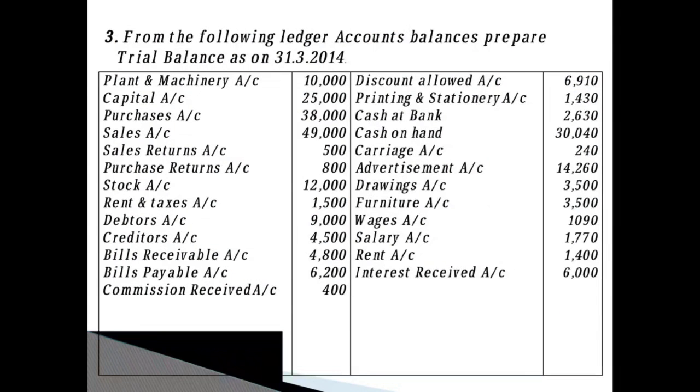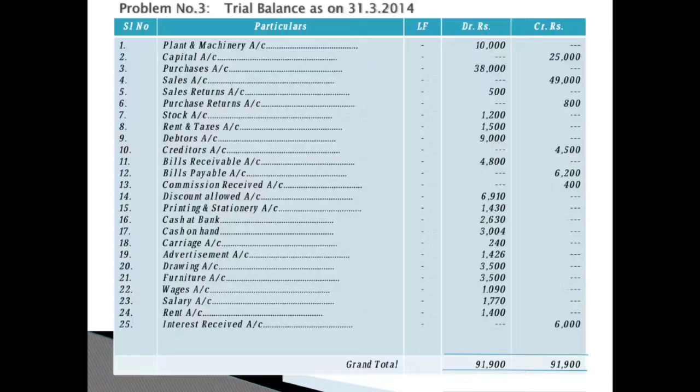The next you have stock account, rupees 12,000. Now stock account which shows debit balance because it is a asset. You know why it is showing debit balance? Because it is a asset. Okay, so stock, seventh one we have recorded stock account, debit balance rupees 12,000 here.